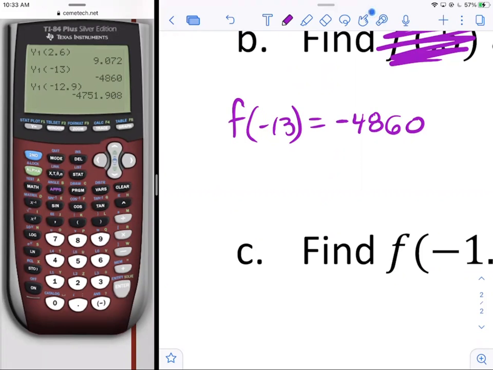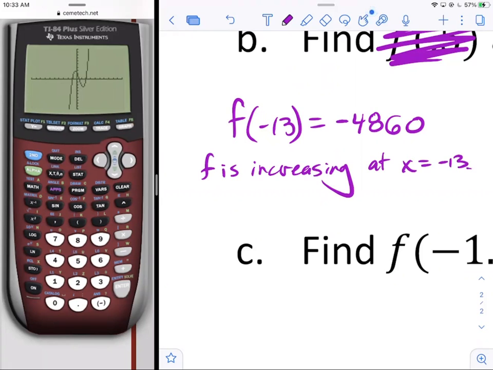Increasing, all right? So we'll say f is increasing at x equals negative 13. There you go. Now, of course, if you know what the graph looks like, and you know that there's no other funny behavior happening outside the screen, negative 13 is going to be off to the left here, which means it's going to be somewhere down here. If you know the trend of the graph, you could say, oh, it's just increasing through there, right? And that would work too, okay?